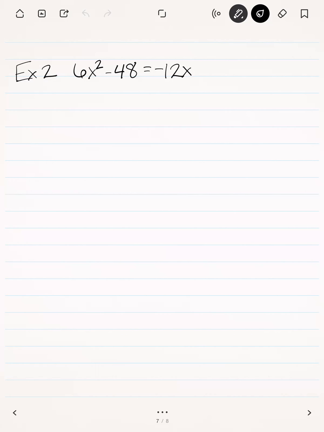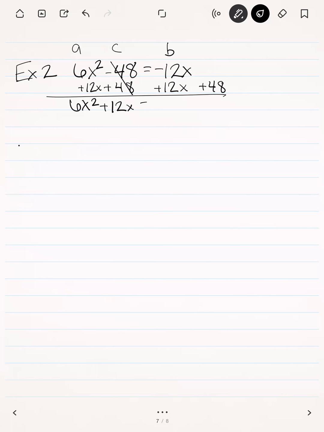I have 6x squared minus 48 equals a negative 12x. Again, I need my a and my b on one side and my c on the other. So if I notice, I have my a and c on the same side and my b on the other, so I'm going to move my c term over and my b term at the same time. So to move the c term, I'm going to add 48 to both sides. To move the b term, I add 12x to both sides. So over here, the 48's cancel out. I'm left with a 6x squared plus a 12x equals, the 12x's cancel out, and I'm left with equals 48.